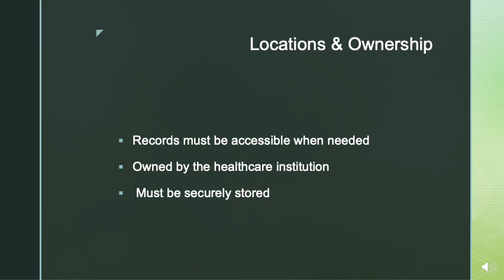Location and ownership are important considerations. First, records must be accessible when needed. Healthcare providers should be able to retrieve records quickly. Second, records are owned by the healthcare institution. This means they are not personal property of the therapist. Third, records must be securely stored. Confidentiality must always be maintained. Example: patient records should be available during treatment sessions but protected from unauthorized access. So accessibility and security must be balanced.